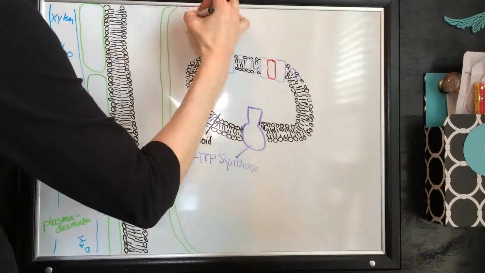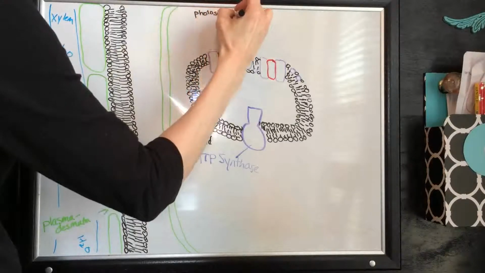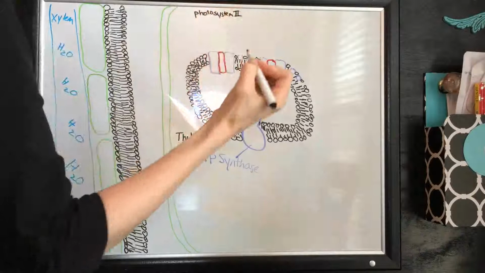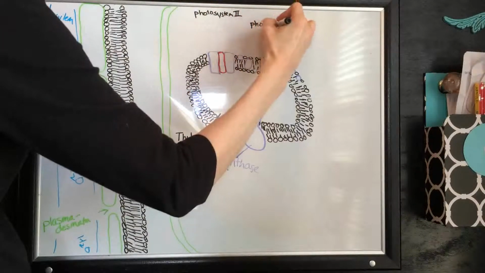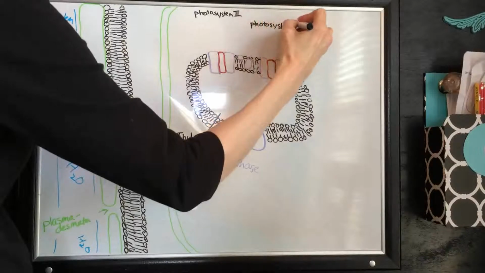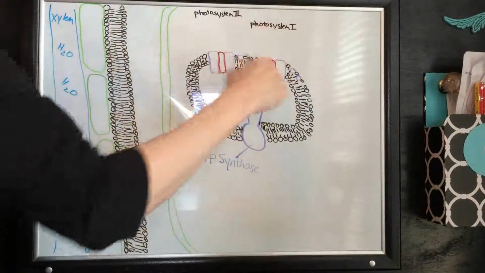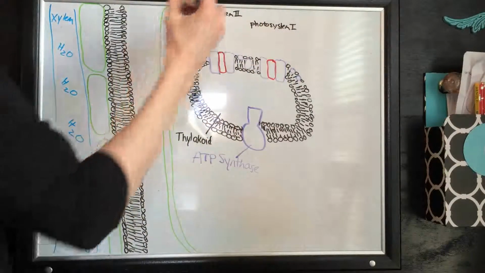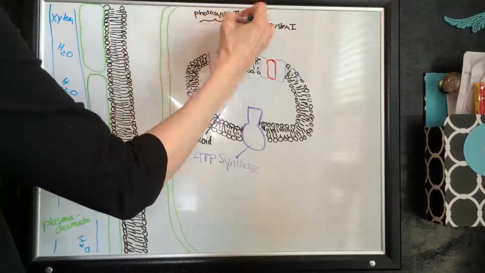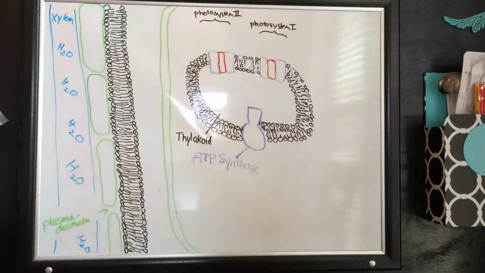So the first one is photosystem 2. And the second one is photosystem 1. Reason being is that this one was documented first, this one was documented second, so named first, named second. They actually happened in the opposite order, so it's just to make your lives hard. Kind of funny that way. Okay, so photosystem 2, photosystem 1.